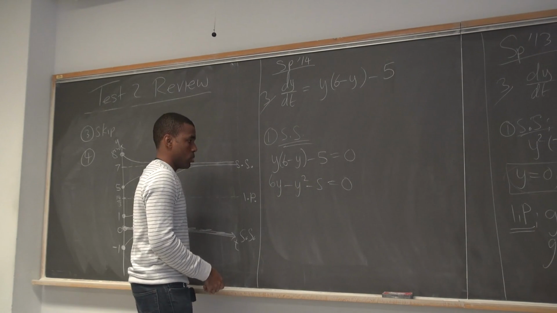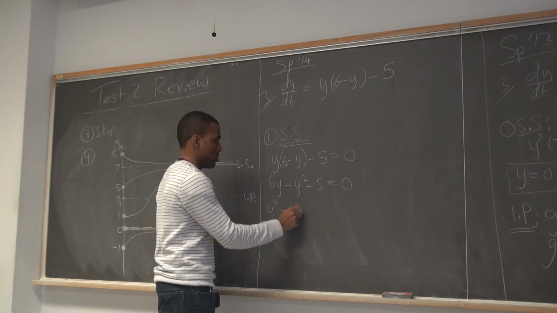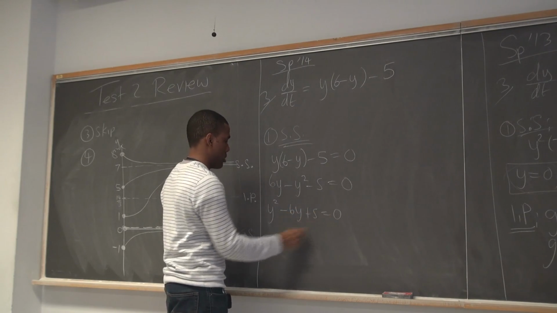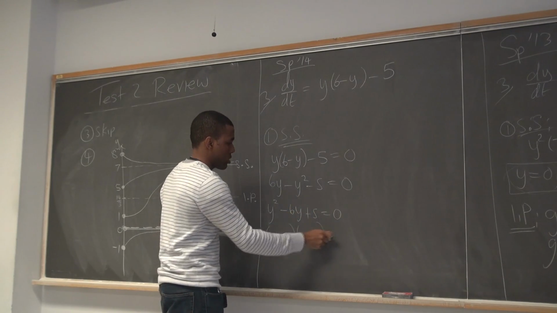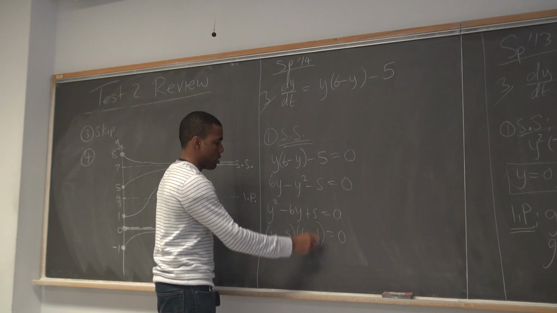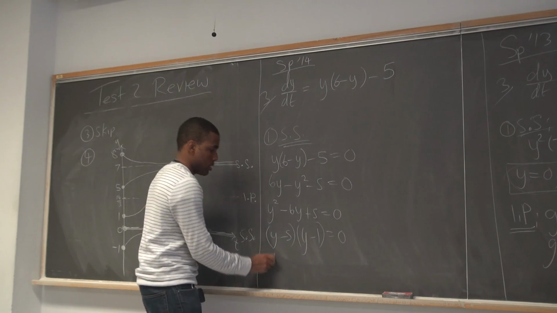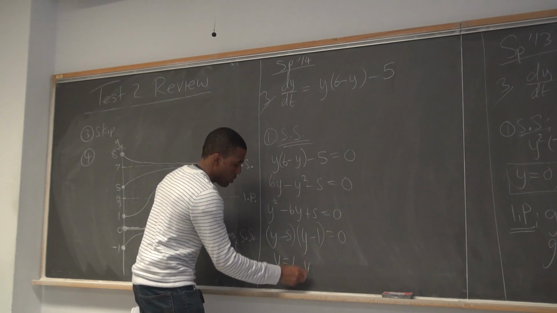Right. So I can multiply both sides by a -1 if I wanted to, and then factor. So y would be 1 or y would be 5.